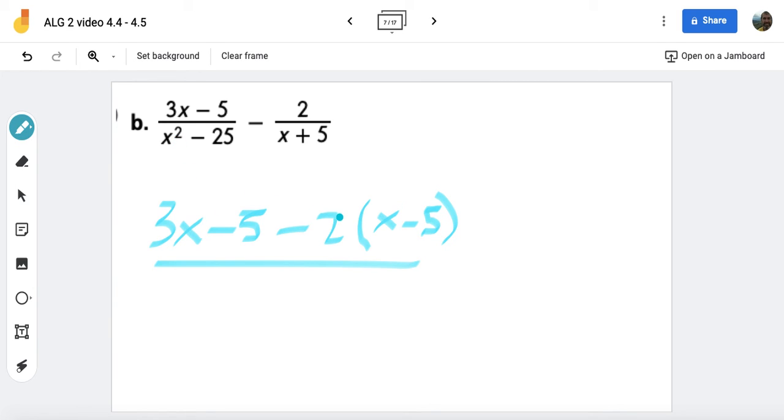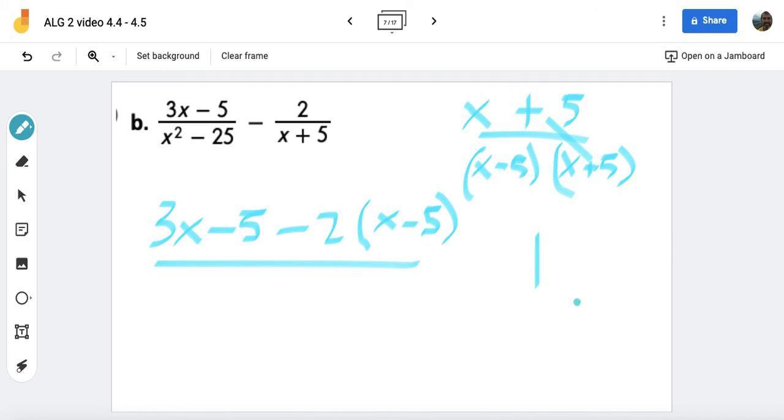Let me simplify this and see what we get. 3x minus 5 minus 2x, so 3x minus 2x is 1x. And then a -2 times a -5 is a plus 10. -5 plus 10 is plus 5. And then in the denominator, I have x plus 5 times x minus 5. So the x plus 5s are going to cancel out, and I'm left with 1 over x minus 5 for a final answer.